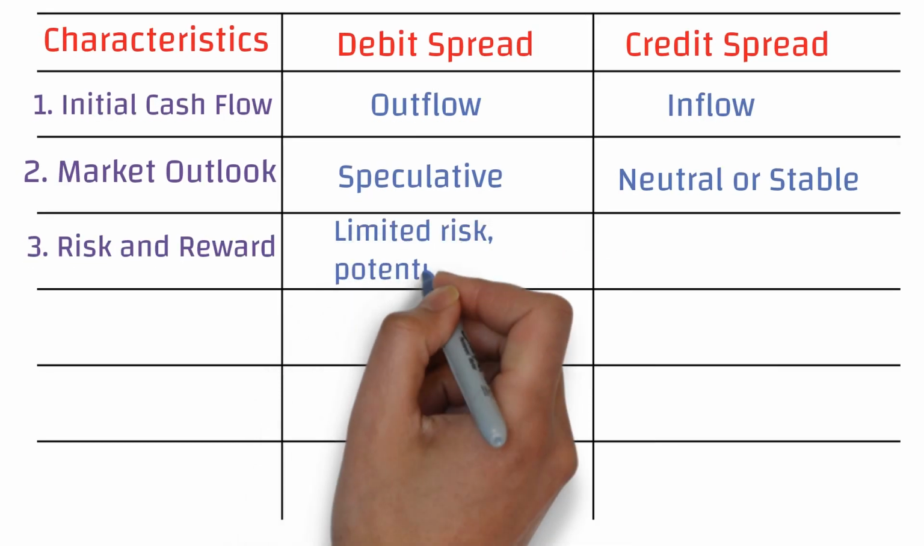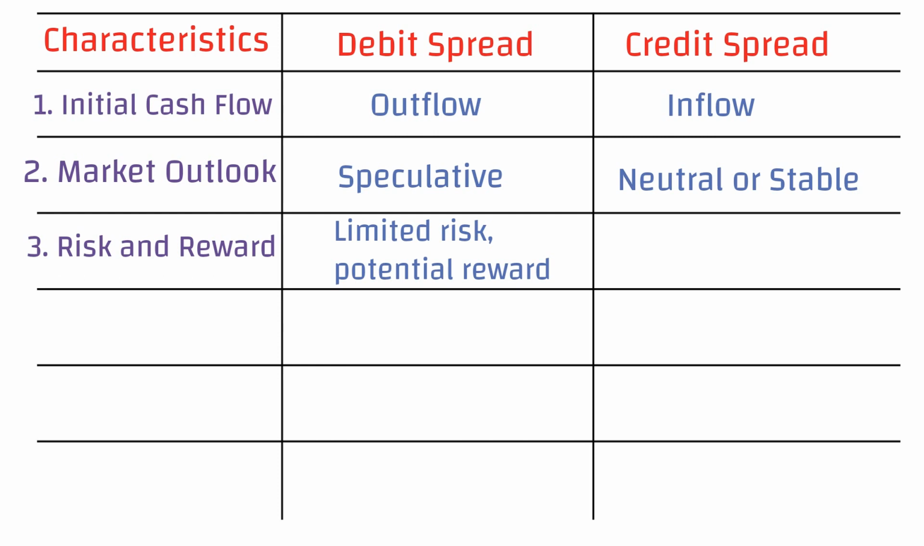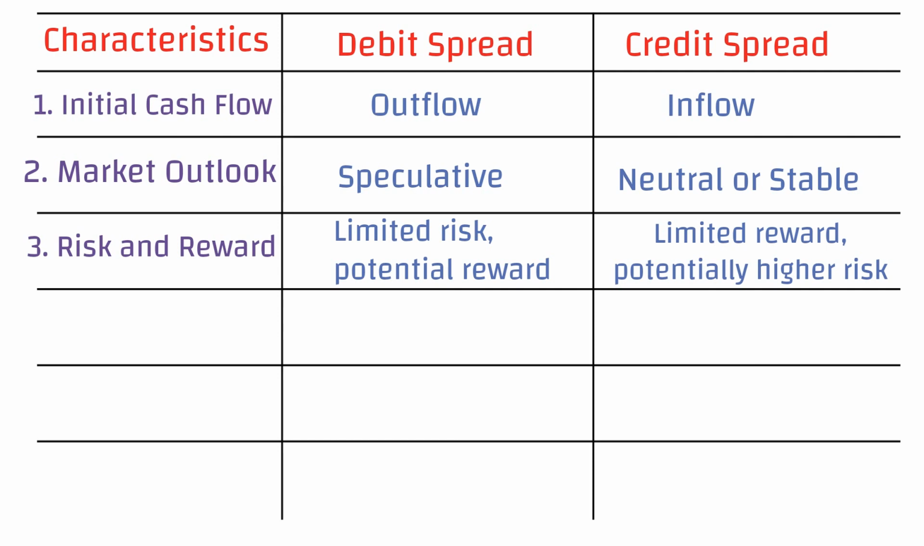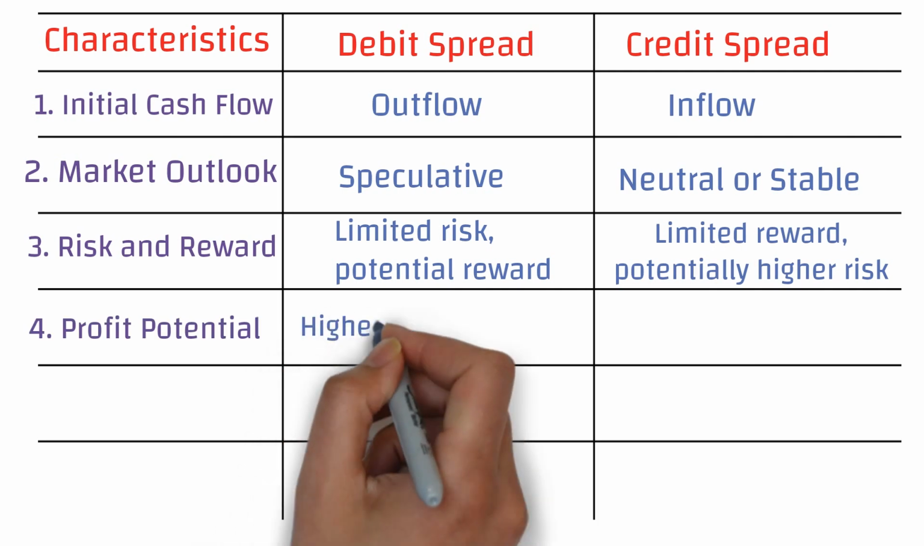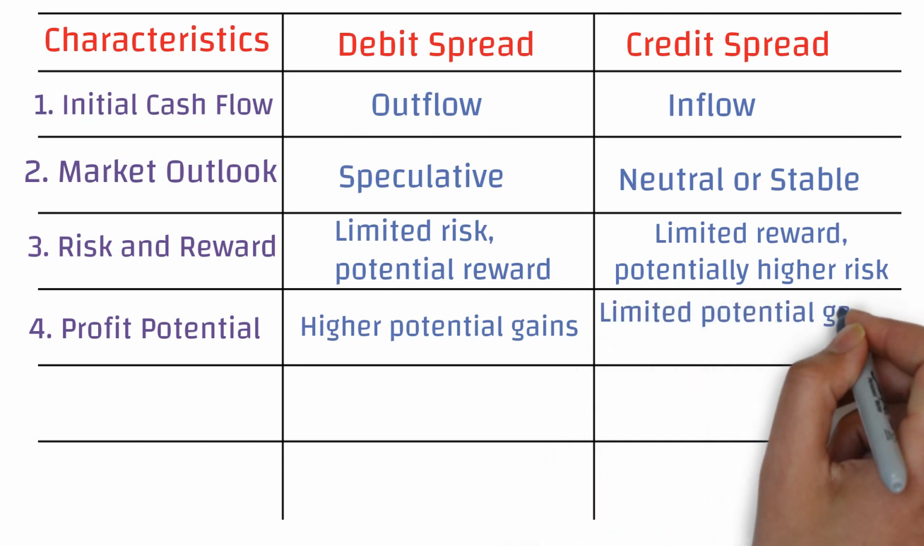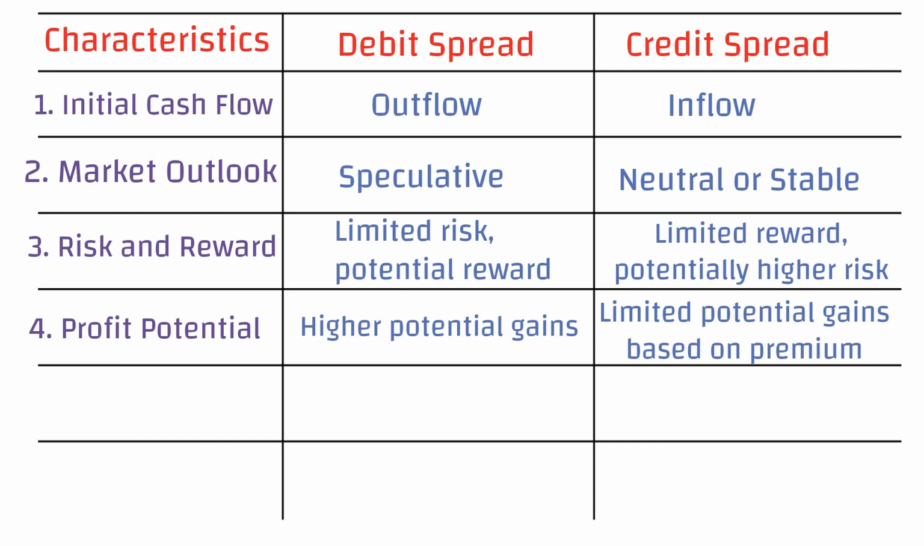3. Risk and reward. Debit spreads offer limited risk and potential reward, while credit spreads offer limited reward and potentially higher risk. 4. Profit potential. Debit spreads have a higher profit potential if the underlying asset moves significantly in the anticipated direction. Credit spreads have limited profit potential based on the premium received.